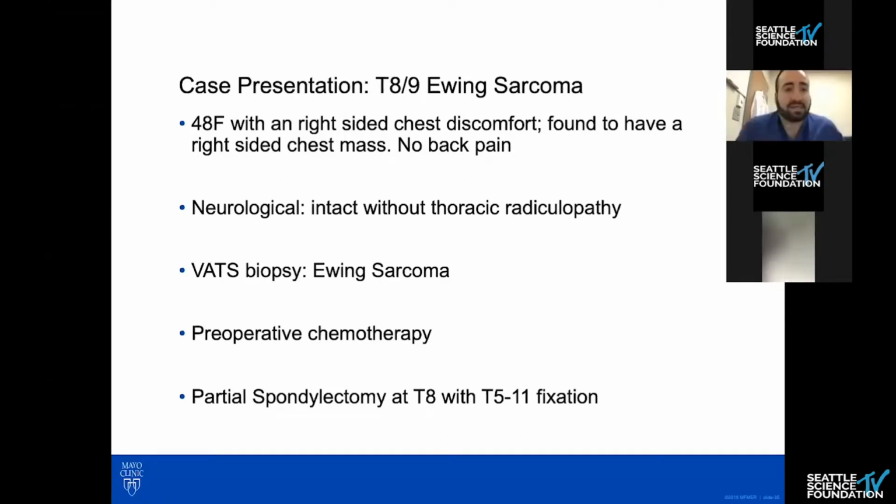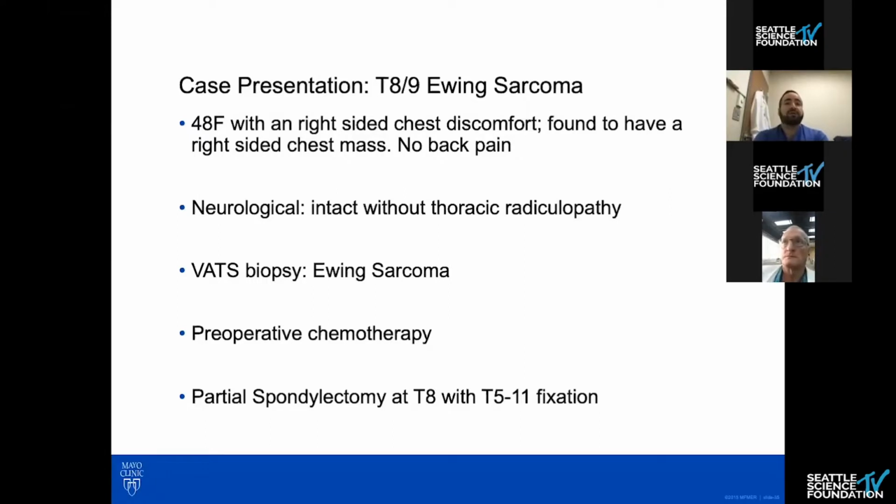This lady is actually a little bit more interesting. So this is a T8-9, and she initially started off as a T8, but then had local recurrence at T9. Rib head Ewing sarcoma. She presented with some chest discomfort and underwent imaging. A lesion was noted on the right side at the rib head at its attachment to the vertebral body. She underwent a VATS biopsy, which came back as a Ewing sarcoma.